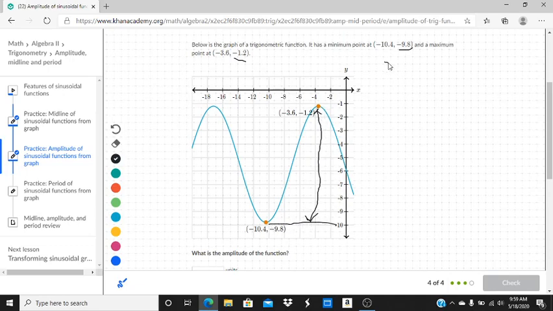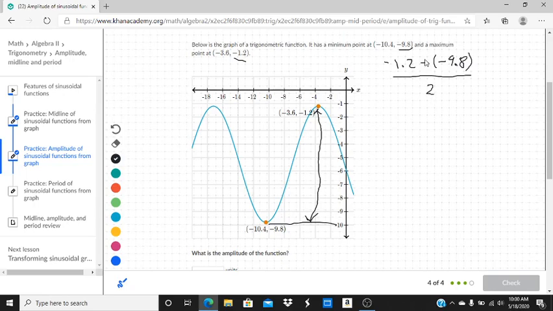So we're going to take negative 1.2, the maximum, and we're going to subtract the minimum, negative 9.8. And since the amplitude is half of that distance, we are going to divide by 2.